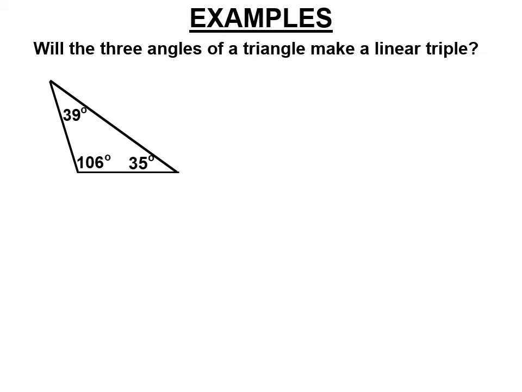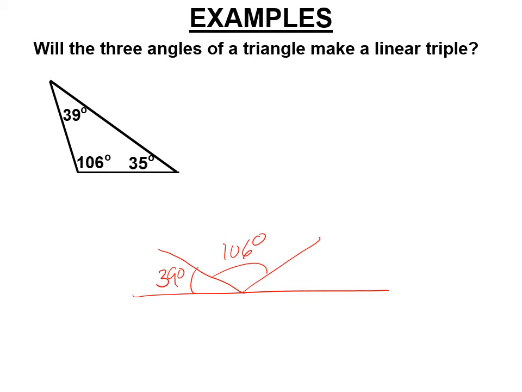Now, we've had linear pair, right? That's two angles that add up to 180. Well, the three angles of a triangle make a linear triple. So what I'm asking here is if I take, say, a 39 degree angle and then stack it with, say, a 106 degree angle, and a 35, I'm estimating this, will I get a straight line? Will I get a linear triple?